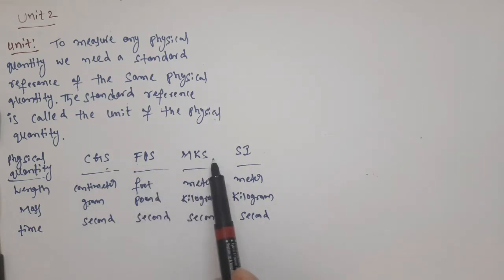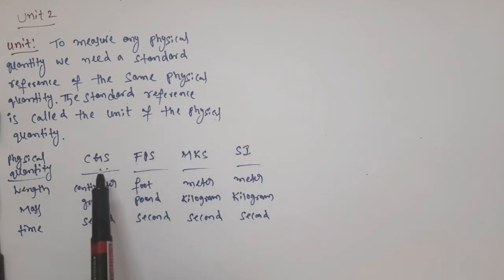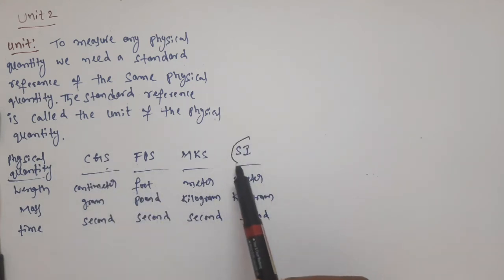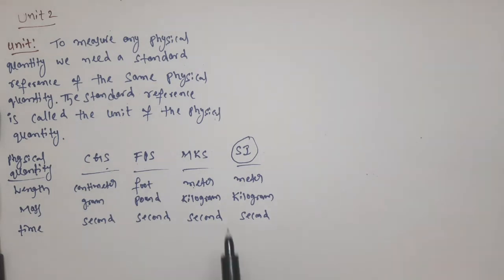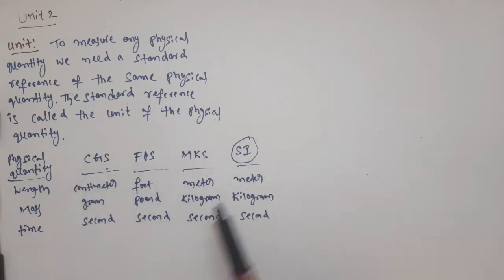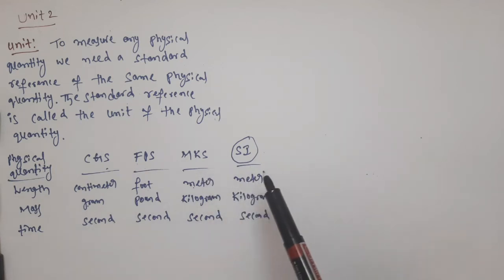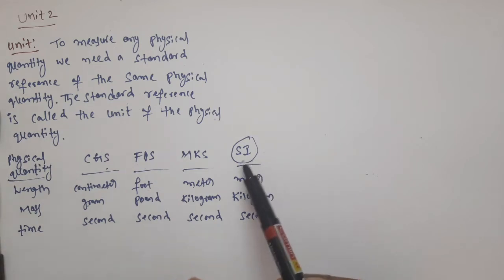The next one is MKS: meter, kilogram, second. M stands for meter, K stands for kilogram, S stands for second. But the internationally accepted one is SI only. SI stands for Système International d'Unités. In English, it is the International System of Units, but in French, Système International. So the SI system is accepted throughout the world, but not these three. Most of the SI units are taken from the MKS system, most, not all.